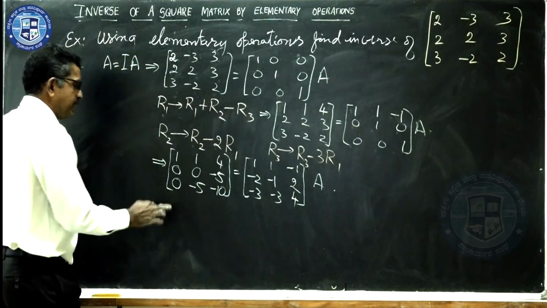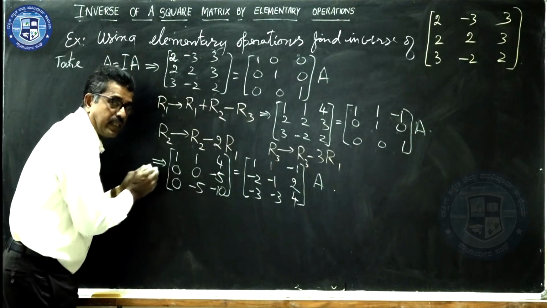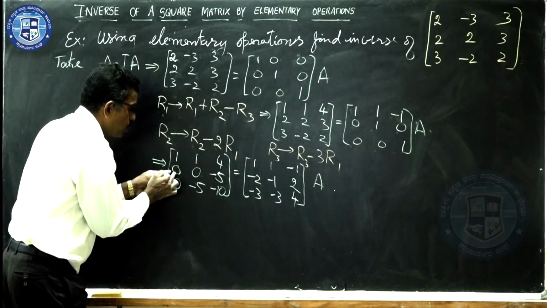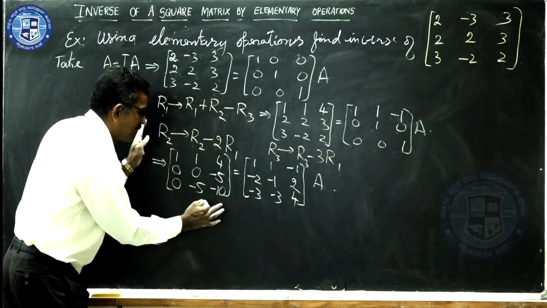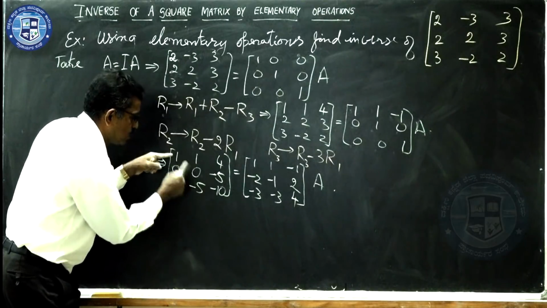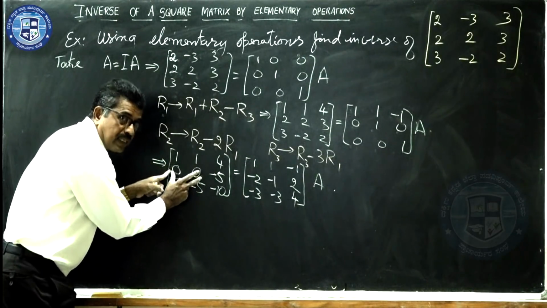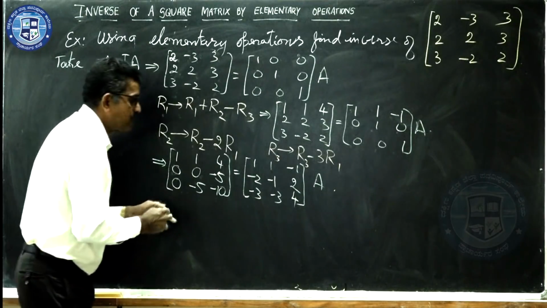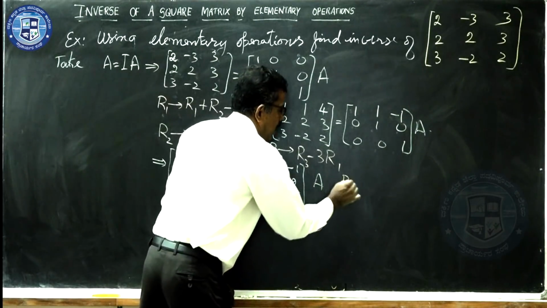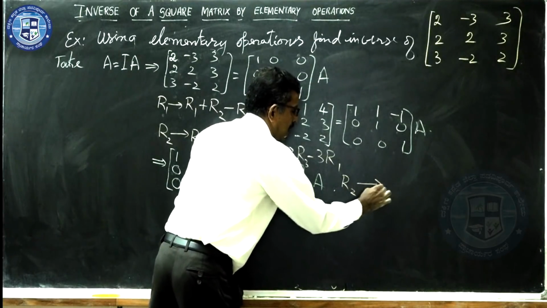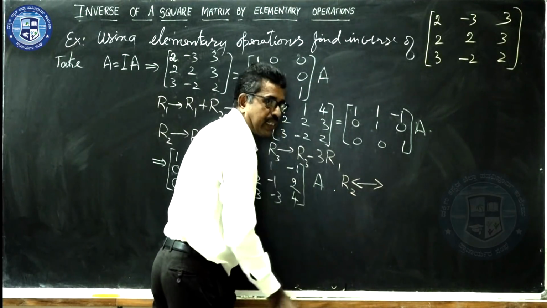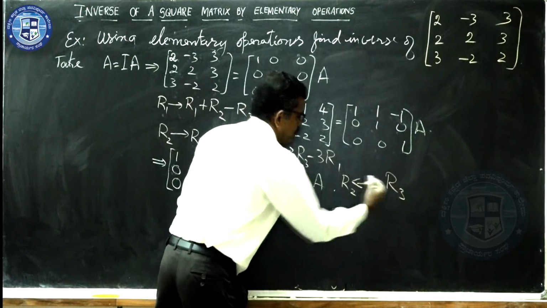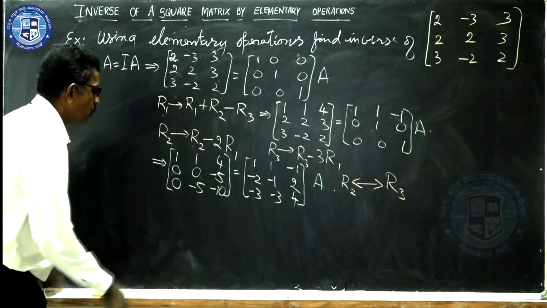Okay. Now, after this, just observe here, these two elements are zeros. In order to convert this one into identity matrix, better you change these two zeros to the third row. That means which operation here? R2, I will interchange with R3. I'll interchange R2 with R3.